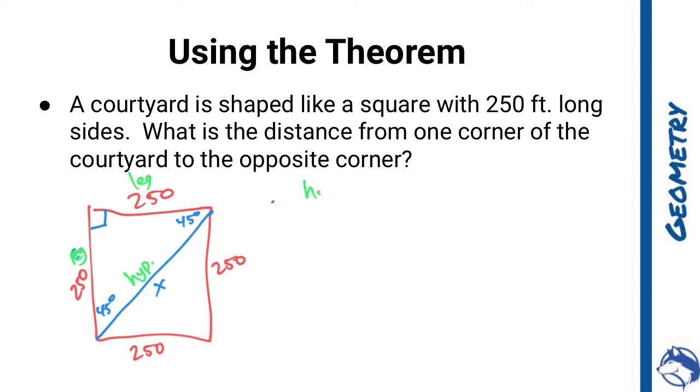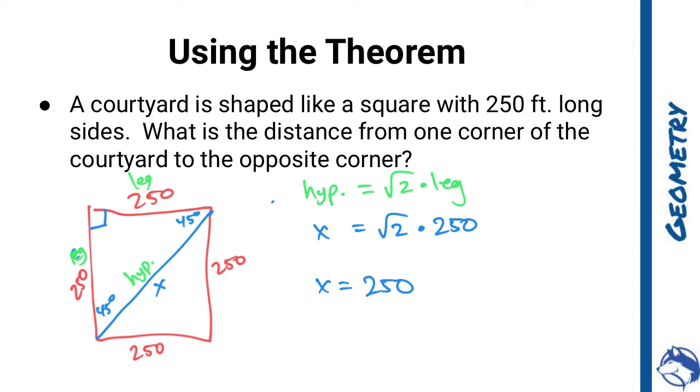So at this, I can use my equation here. Hypotenuse is equal to the square root of 2 times our legs. Well, my hypotenuse in this scenario is an x. That's what I'm trying to solve for. And it's square root of 2 times, well, my leg is 250. So x is equal to 250 times the square root of 2. And I would just say that this is feet. And that's the distance all the way across.